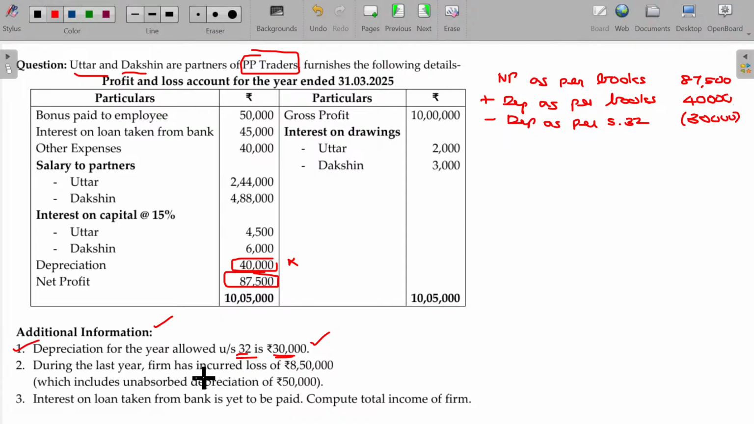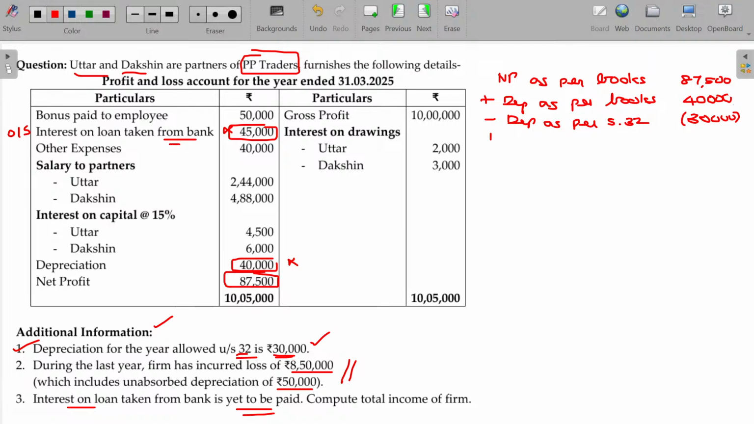During the last year, the firm had incurred a loss of 8 lakhs 50, which includes unabsorbed depreciation of 50. I have to calculate this separately; at the last, I will explain this. Interest on loan taken from bank is yet to be paid, so interest on loan from bank remains outstanding. If this is outstanding, it is disallowed, because interest on loan borrowed from a scheduled bank, financial institution, or NBFC is deductible only on payment basis, as this being outstanding cannot be deductible. This 45,000 cannot be deductible.